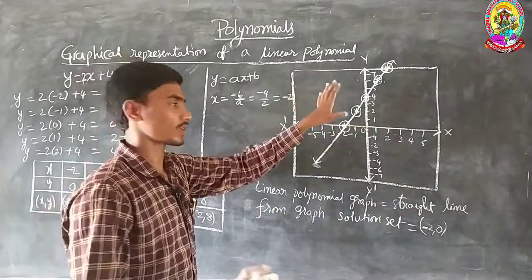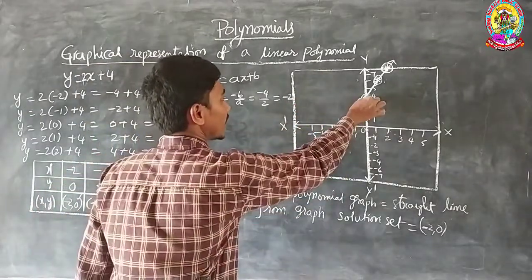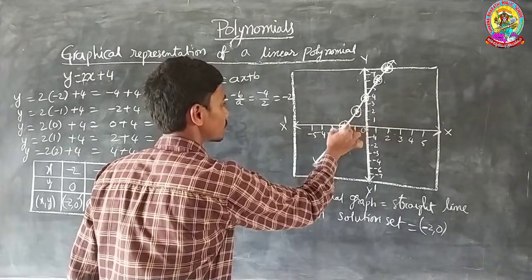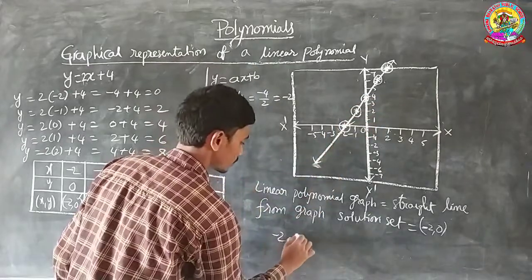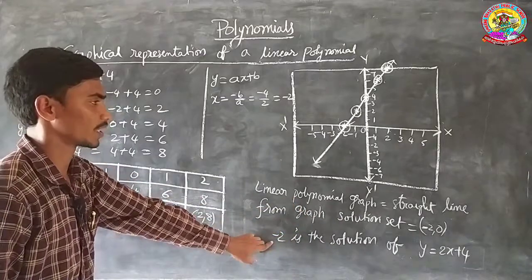Or if you observe the graph, what is the solution? The line intersects the x axis at minus 2. So this is the solution. Minus 2 equal to 2x plus 4, solution is minus 2.